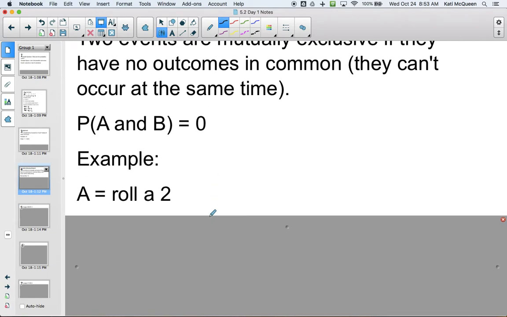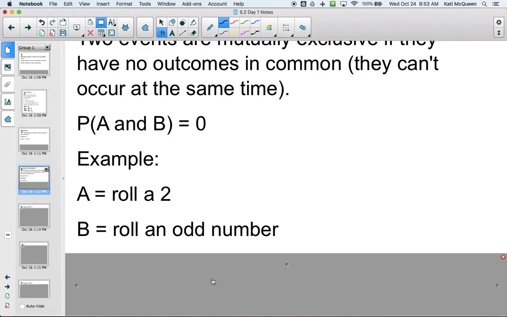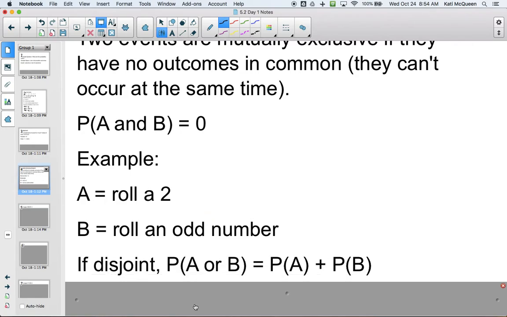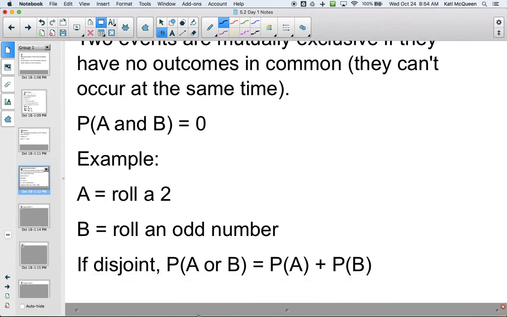All right, so let's look at an example. When we're thinking about rolling a die, like that probability model we were looking at, if I say A is rolling a 2 and B is rolling an odd number, there's no way that both of those things could happen at the same time. I cannot roll both a 2 and an odd number because they are mutually exclusive.